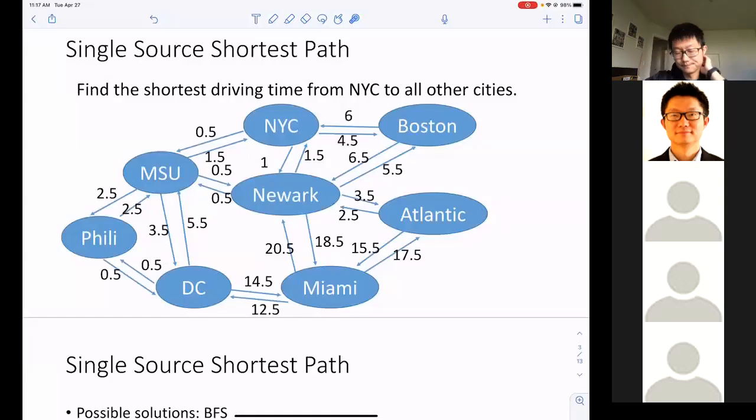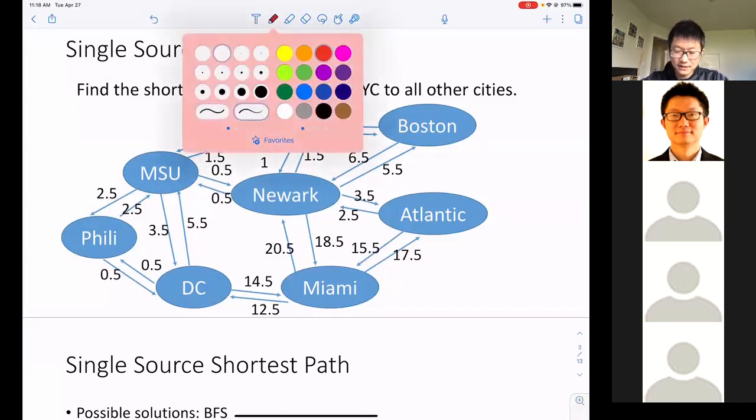Okay, so the input to the single source shortest path problem is like this. Say we have a directed and a weighted graph. Weighted means that we have the weights associated with all the edges. So here in this example, the weights represent how much time you need to spend on the road that connects two cities. And so this is the input graph, and then we are giving a source node. Let's say this is our source node.